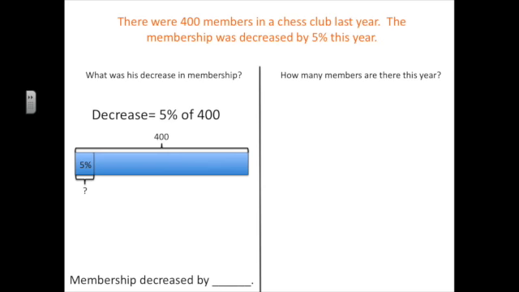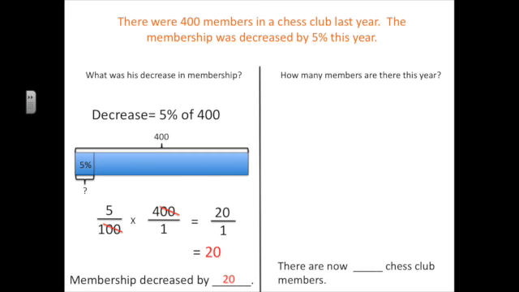Now we're ready to solve. 5% of 400 is the same as 5/100ths times 400 over 1. We once again can cross cancel, and we multiply our numerators and denominators. Once again, we want to express this improper fraction as a whole number. So 5% of 400 equals 20. Membership decreased by 20.